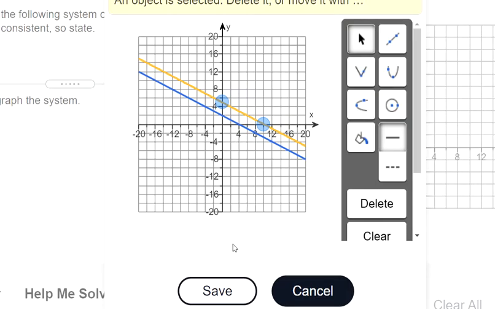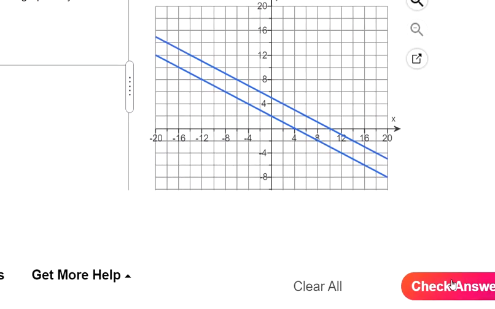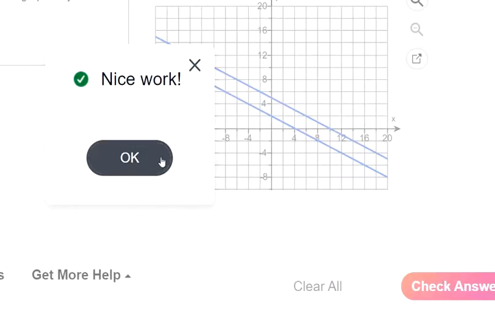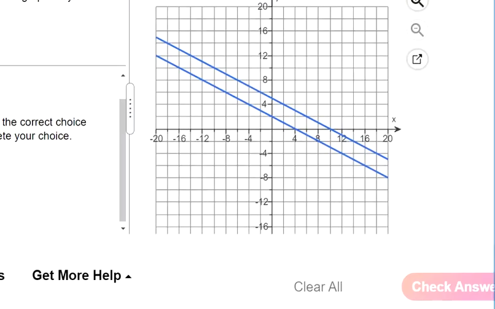The lines don't cross, right? So we're going to hit save there. I think that's all I wanted us to do. They want us to graph it. They don't cross, so there's no solution for this one. Okay? There's no way to make that equation be true. Oh, and here it just popped up over here on the left.